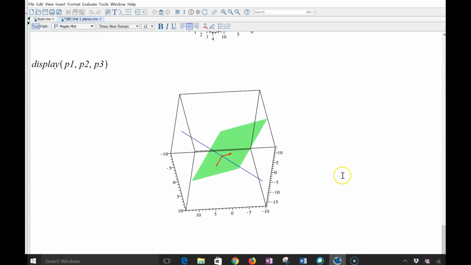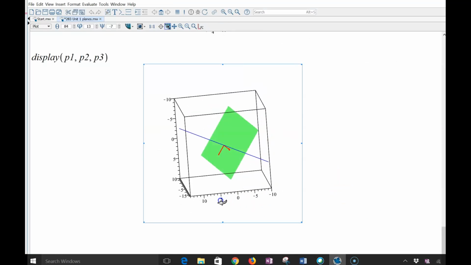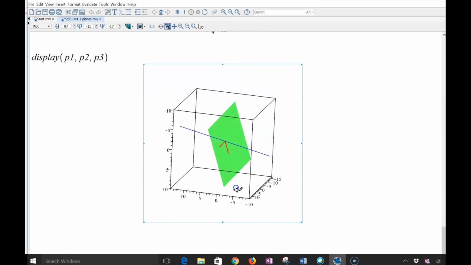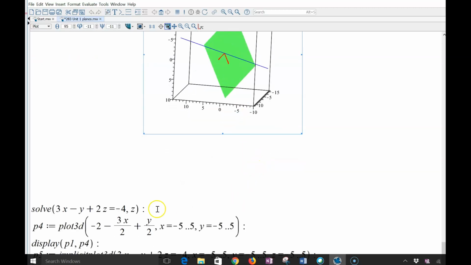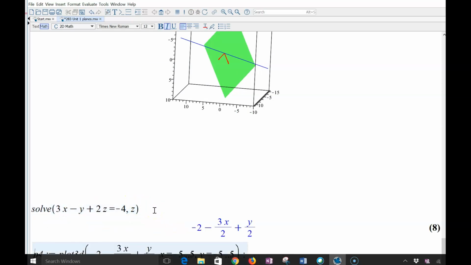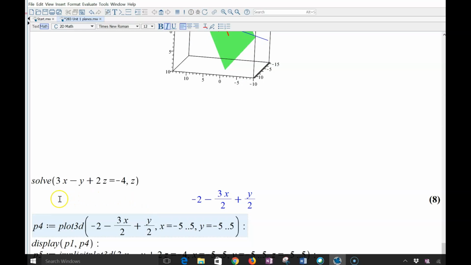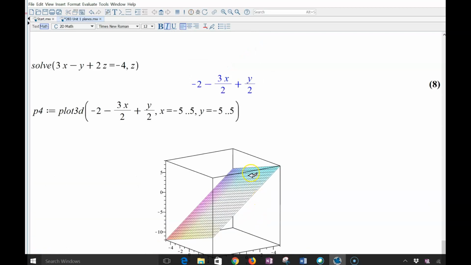If you remember from the last video, I plotted that plane, and it's going to have that same graph. Now, I'm just showing a couple of things here. Maple will solve equations for you and solve for variables. So what I did here was I typed in the command solve, put in the equation we determined, and said, okay, Maple, solve that for z. Here was the result. So I copy and paste that and put that into a plot3d command. It gives me a plane.